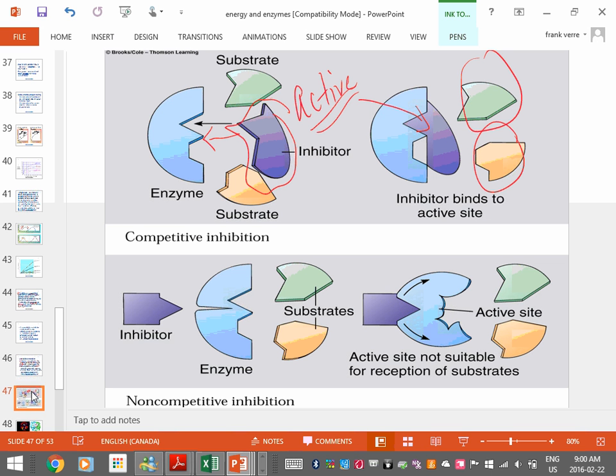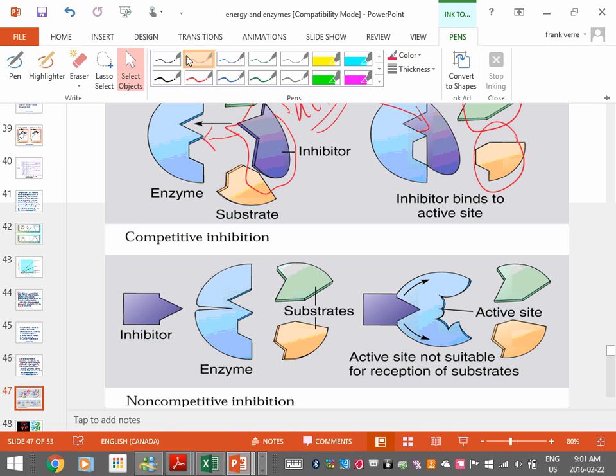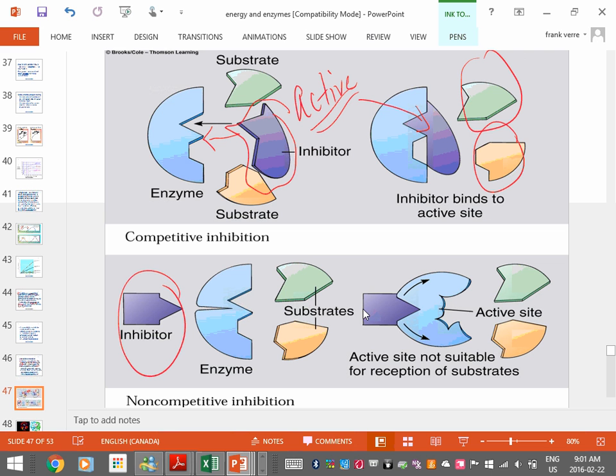So, competitive inhibitors, you can see they're competing for the active site. The inhibitor and the substrate are competing for the active site. But if you look at non-competitive, how is it different? Where does that non-competitive inhibitor go? Does it go to the active site? No. You notice it sits into some other site, not the active site. So it's not competing with the substrate.